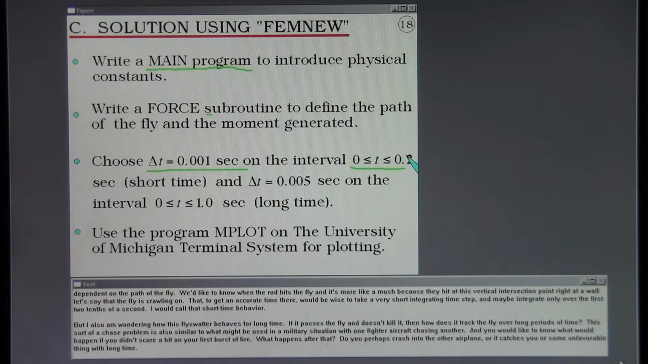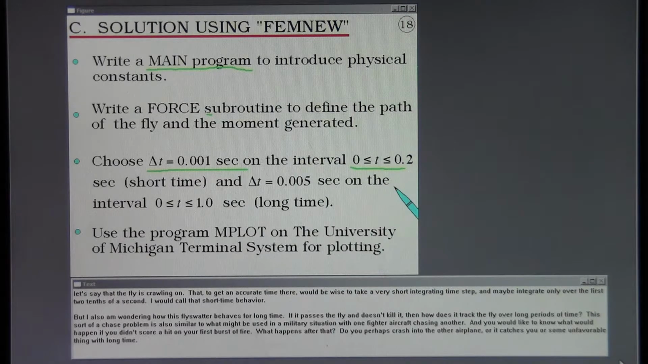But I also am wondering how this Flyswatter behaves for a long time. If it passes the fly and doesn't kill it, then how does it track the fly over long periods of time? This sort of chase problem is also similar to what might be used in a military situation with one fighter aircraft chasing another. And you would like to know what would happen if you didn't score a hit on your first burst of fire. What happens after that? Do you perhaps crash into the other airplane, or it catches you, or some unfavorable thing with long time?